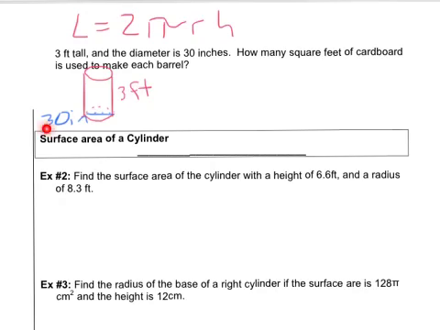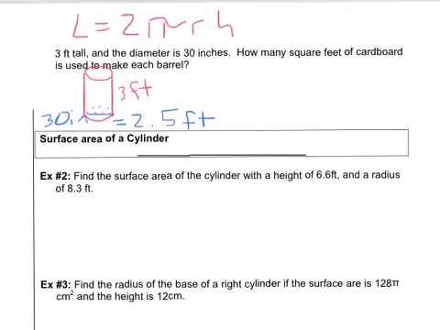Well, 30 inches, how much is that in feet? I can do this in my head, and I think you should be able to do that too. You know that 1 foot is 12 inches, 2 feet is 24 inches, and you'd have 6 inches left over, which is half of a foot. So 30 inches is the same thing as 2.5 feet. So now we're ready to plug it into our formula.